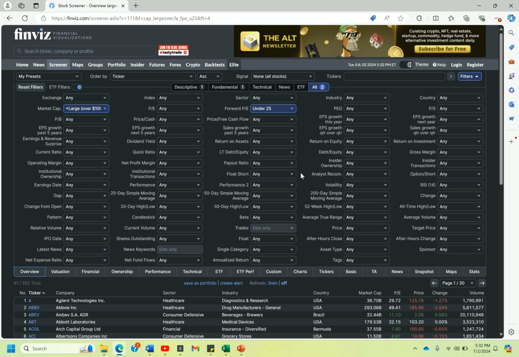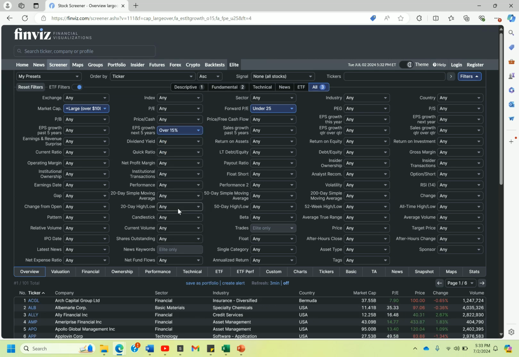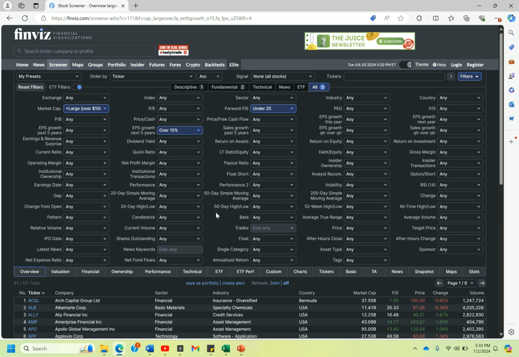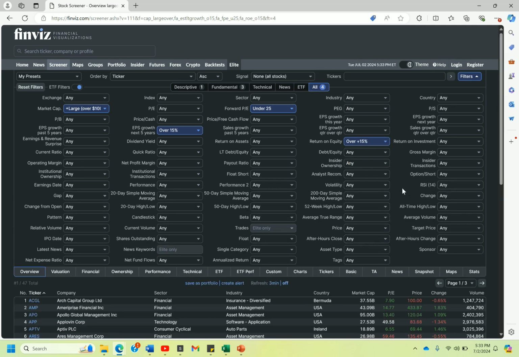And then the next is the EPS growth in the next 5 years filter. We're going to want to put this to over 15%. This will allow us to filter for companies that they are expecting to increase their earnings, which is pretty self-explanatory. And then we have the return on equity filter, which we're going to want to put to over plus 15%. This will filter for companies that are effective at using their shareholder money to make profits. So all of these are pretty helpful in their own different ways.